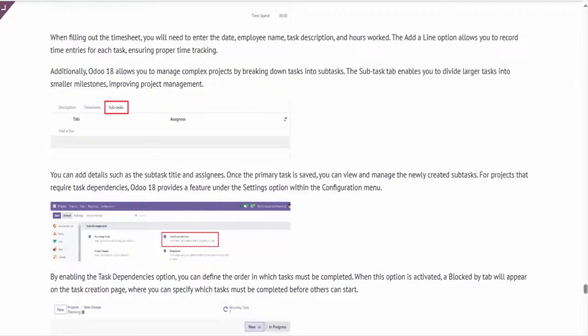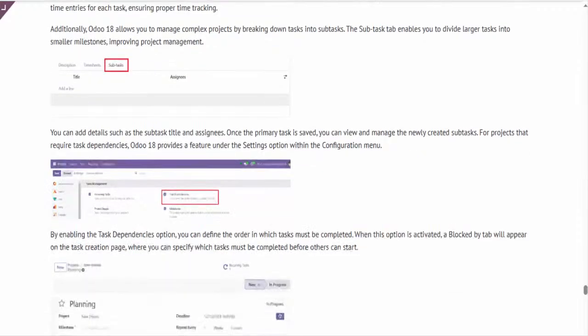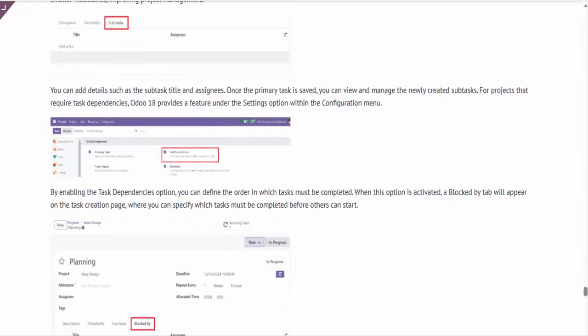Additionally, Odoo 18 allows you to manage complex projects by breaking down tasks into subtasks. The Subtask tab enables you to divide larger tasks into smaller milestones, improving project management. You can add details such as the subtask title and assignees. Once the primary task is saved, you can view and manage the newly created subtasks.